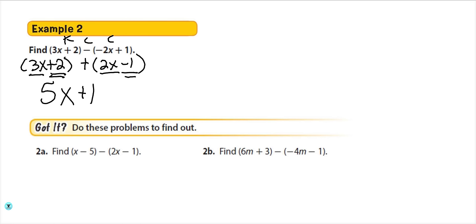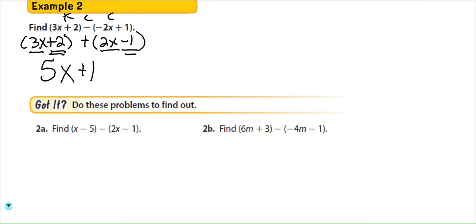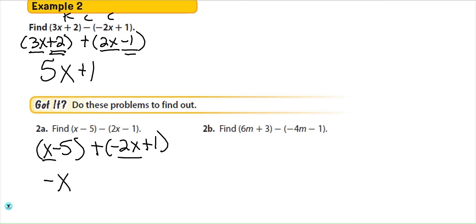All right, go ahead and try the 2 guided questions down there on your own. And let's take a look. So we have x minus 5 plus negative 2x plus 1. All right, so we have x plus negative 2, that's going to be negative 1, so negative x. Then we're going to have negative 5 plus 1, which is going to give us negative 4.